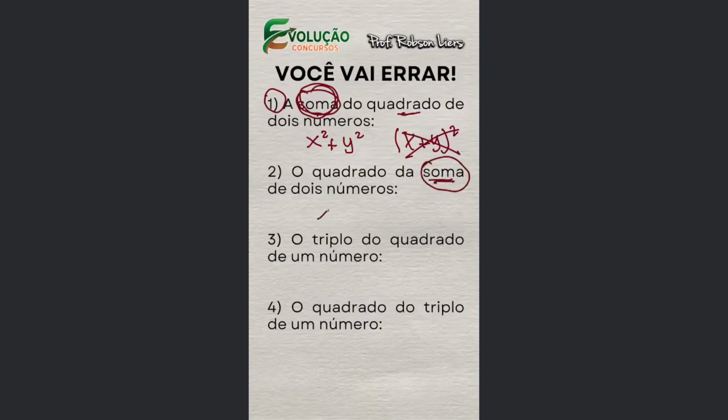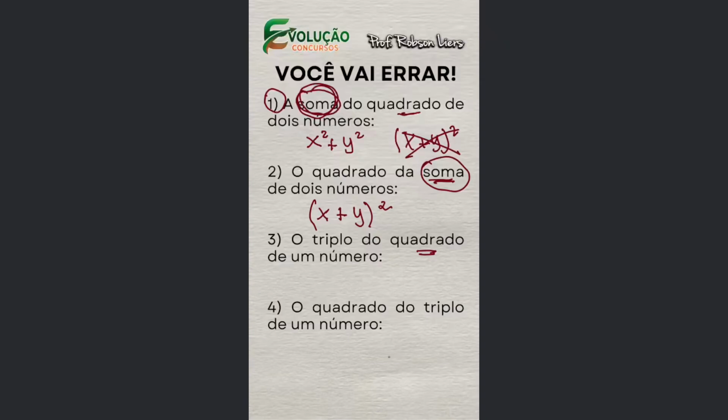Now look at question number 2, the square of the sum. Now we're going to take the sum of two numbers, so x plus y, and we're going to raise this sum to the power of 2: x plus y all squared, which is the square of the sum. This is very different from question 1, which asks for the sum of the squares of two numbers. Did you get the difference? Now, look at question number 3, the triple of the square of a number. Oh, teacher, it's easy. When you read question number 4, the square of the triple of a number.